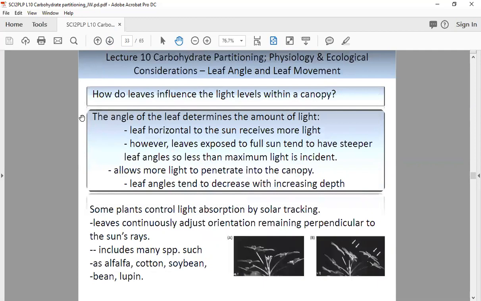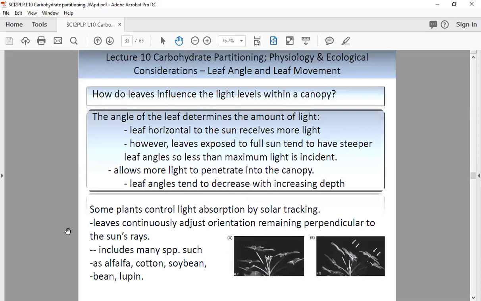Generally, you find that leaves at the top of the canopy tend to have steep leaf angles, so less than the maximum amount of incident light is on the leaf blade. And it's common to see that leaf angle within the canopy decreases, that is, becomes more horizontal, as you go down in depth into the canopy. And of course, this is also species specific.